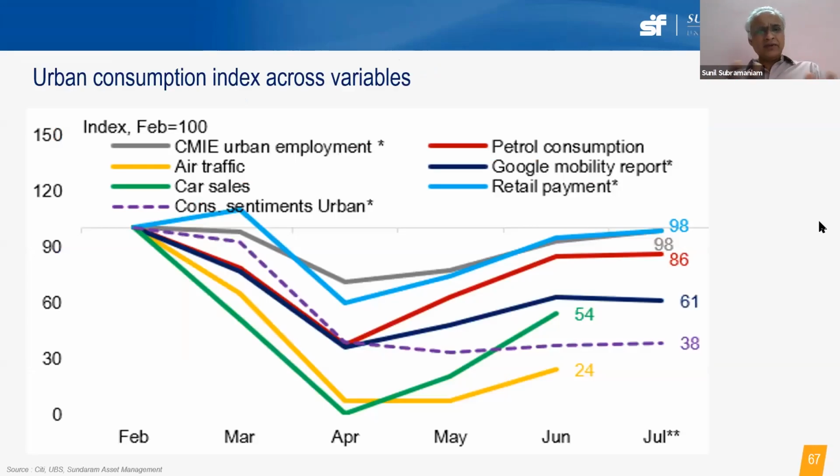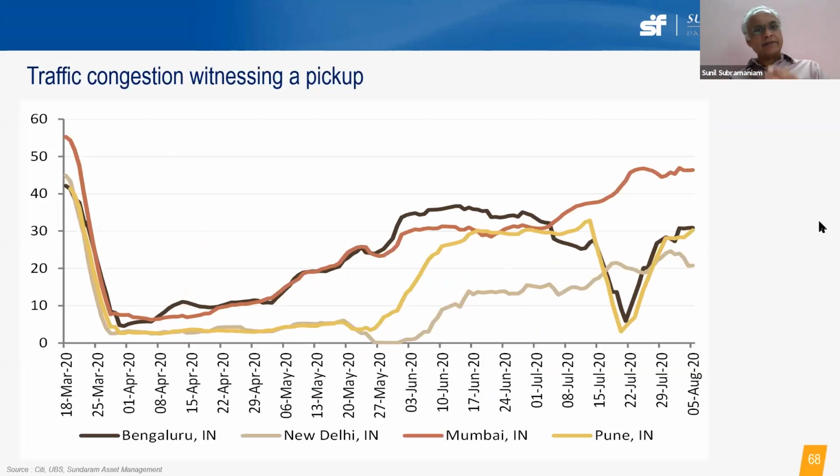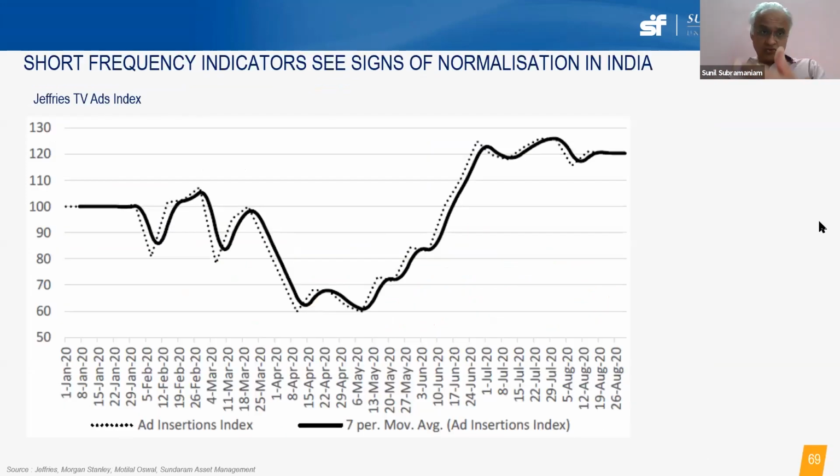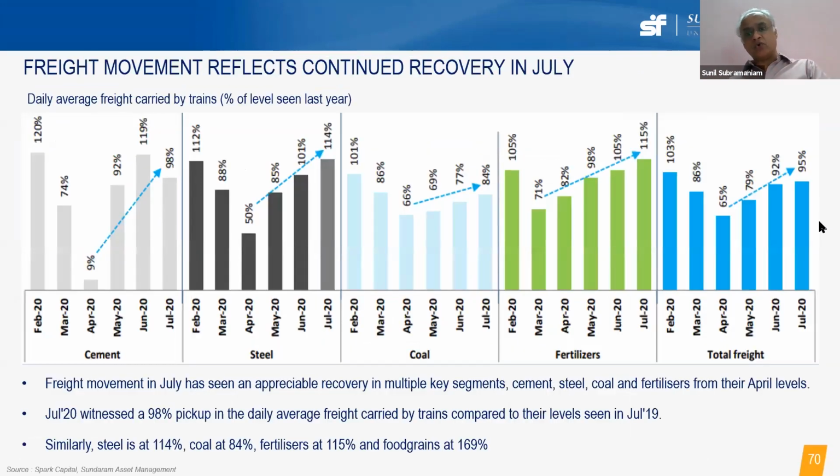You can see that various indices on the urban side also show the formation of a V. Yes, they are not as sharp, if you noted, as the rural indicators, but yes, there is a sign of recovery happening there. Right? Other urban indicators like traffic congestion are again showing improvement. Television advertising is showing a strong improvement. Freight, if you see cement, steel, coal, fertilizer, the four big bulk commodities, and then overall freight, all are showing varying levels of a V-shaped recovery, as you can see from the graphs therein, right?